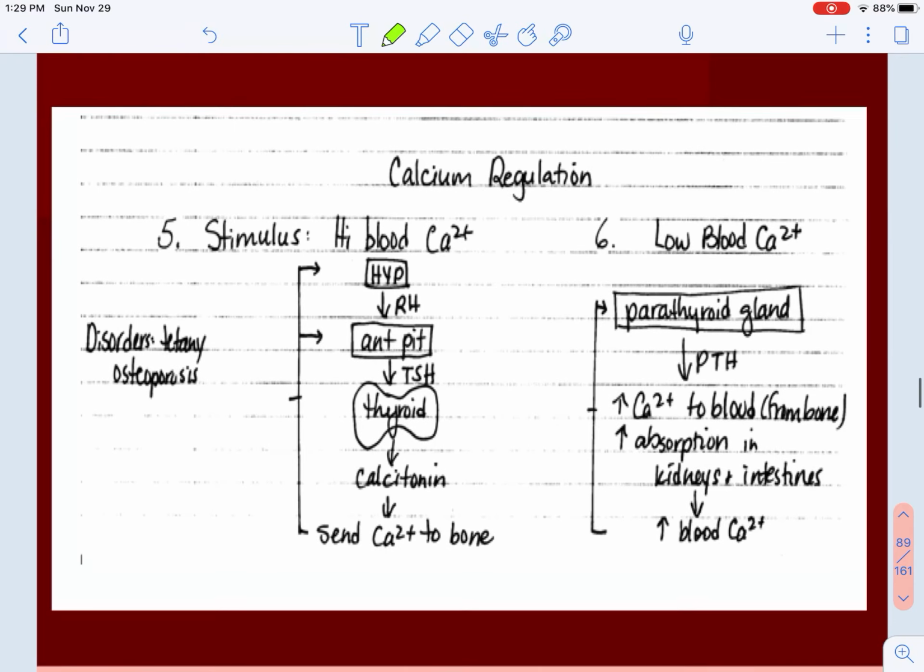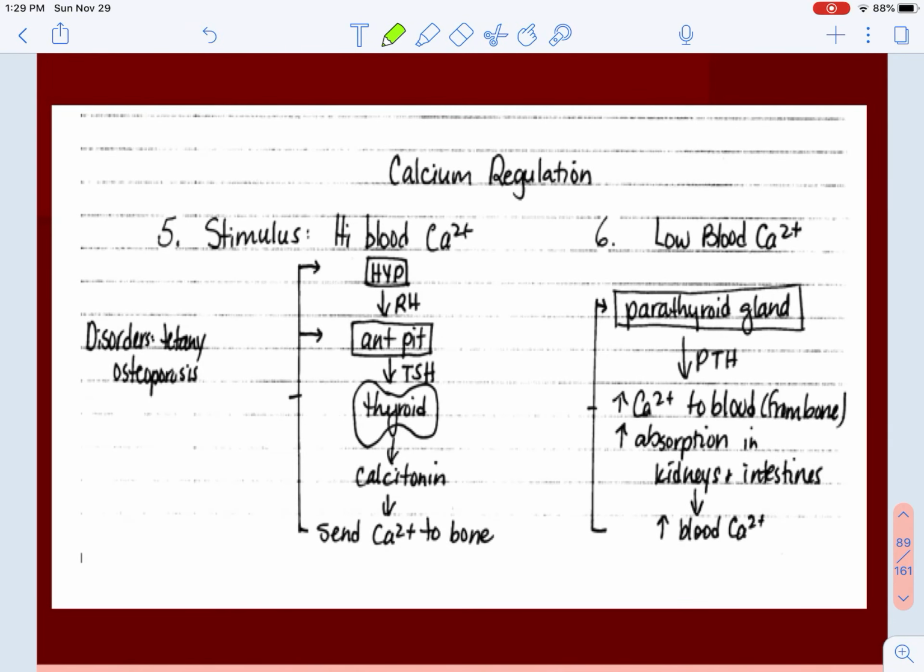Okay, these are our feedback loops for regulating calcium. So you can see that the calcitonin does come from the hypothalamus with a releasing hormone to the anterior pituitary to release thyroid stimulating hormone, because it is the thyroid, besides thyroxine, that makes calcitonin. And don't forget calcitonin to the bone. Calcium will go to the bone and deplete that, or get that blood calcium level down.